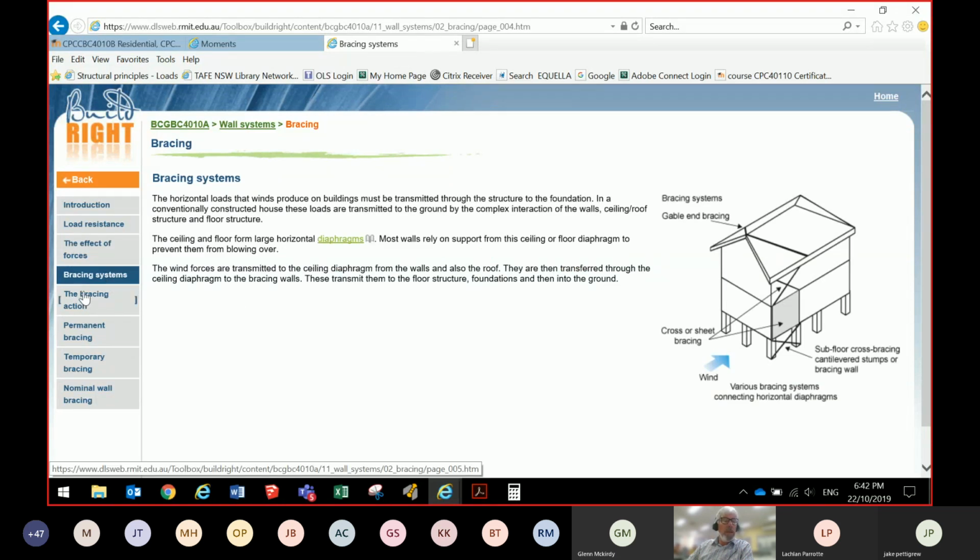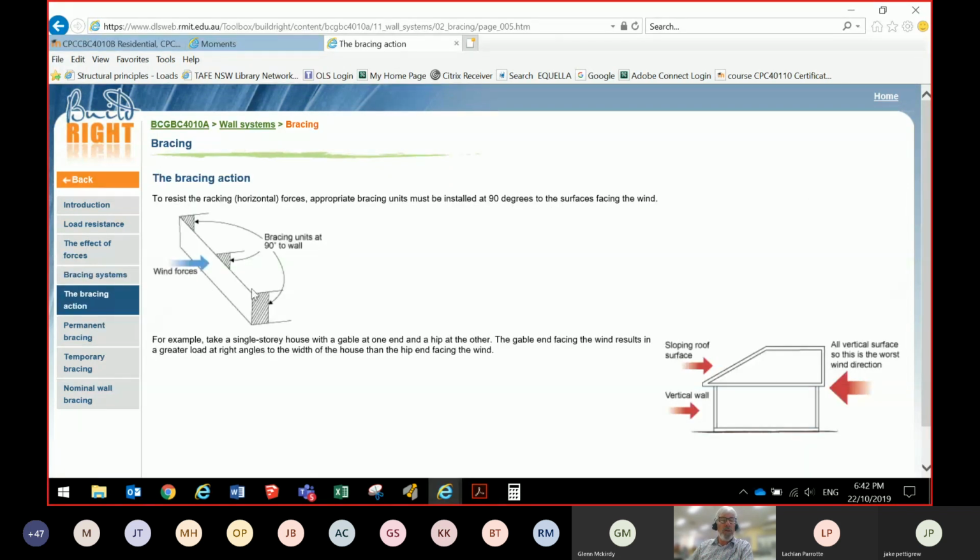Then we've got the bracing actions, the bracing action of what it does. We've got to uniformly distribute that bracing throughout a building. Otherwise, the ends might be strong, but the middle might blow over.